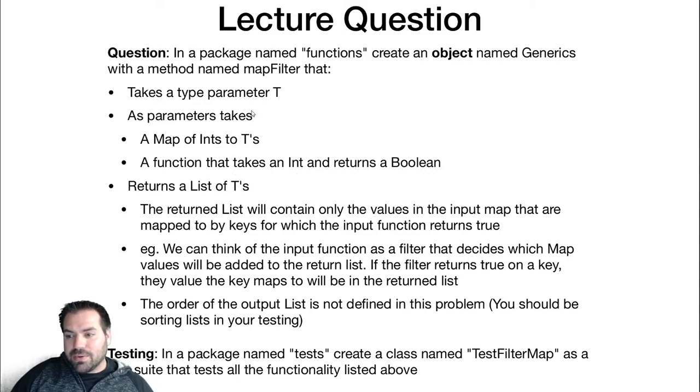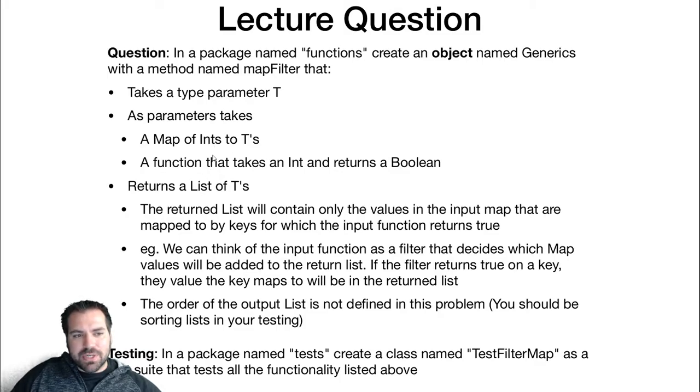So here are the two big new things that we want to talk about in today's lecture. The two new concepts I'm introducing today are what we call first order functions. This is a method that takes a function as a parameter. That is something we can do, and it's crazy powerful. And we'll talk about that at length. And also taking a type as a parameter. So this method doesn't work on just one specific type. It works on any type, and that type is set at runtime when this method is called. And then it returns a list of T's that are the values of the map for which this function returns true on the keys. So we have a map of ints to T's.